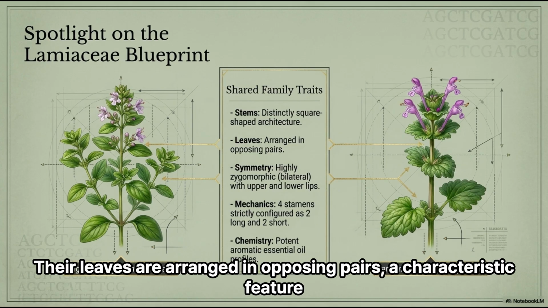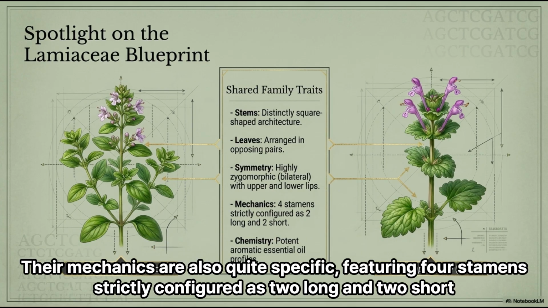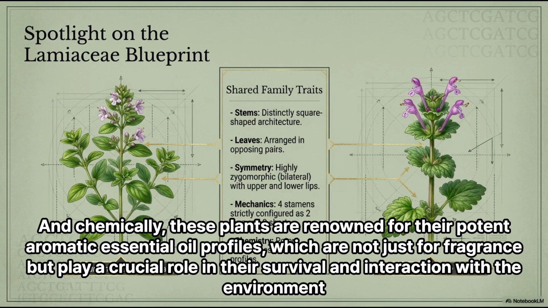Their leaves are arranged in opposing pairs, a characteristic feature. When it comes to symmetry, Lamiaceae flowers are highly zygomorphic, meaning they display bilateral symmetry with distinct upper and lower lips. Their mechanics are also quite specific, featuring 4 stamens strictly configured as two long and two short. And chemically, these plants are renowned for their potent aromatic essential oil profiles, which are not just for fragrance but play a crucial role in their survival and interaction with the environment.